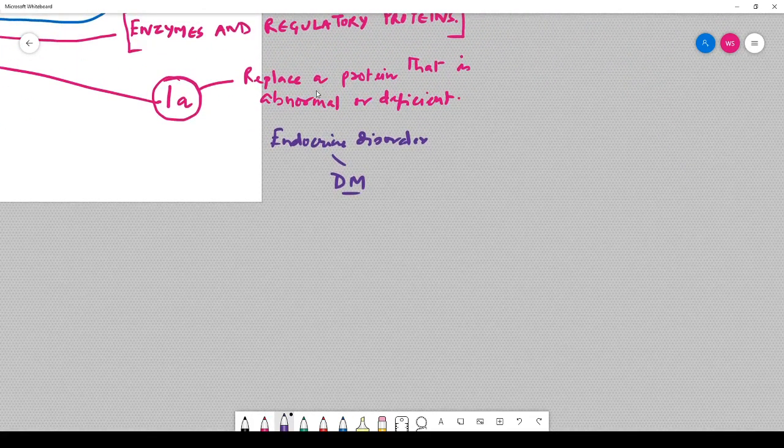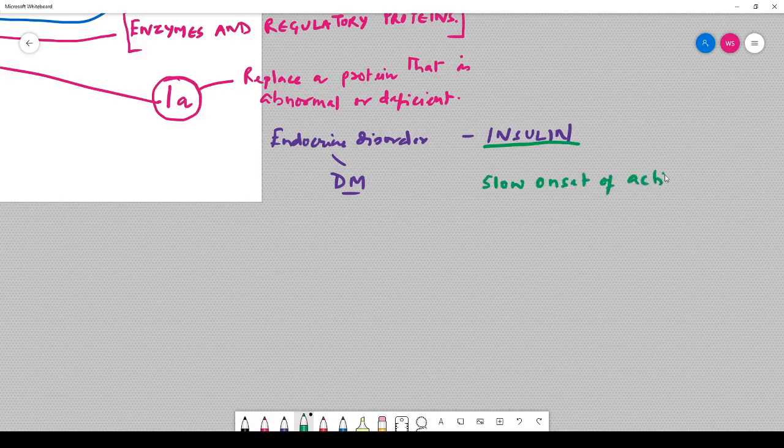And what can we do? We can here replace the protein. Which is the protein that we use as a drug? It is insulin. So what is the problem with insulin? It has got a slow onset of action, and it has got a prolonged effect.